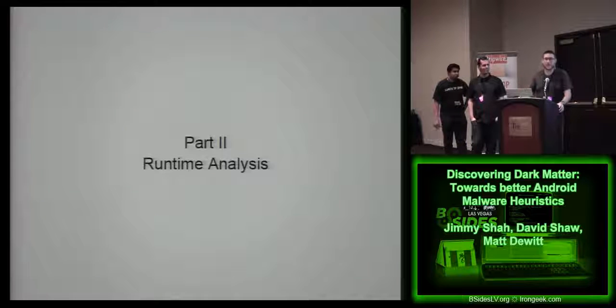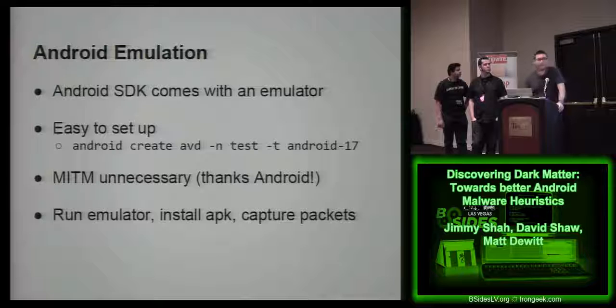So now that we have the short list, we can actually move into part 2, which is runtime analysis. We're actually running the app and seeing what it's doing at the time. The Android SDK comes with an emulator, which is great. You don't need to have a hardware device. It's basically designed so that when you're writing apps, you can test them. It's really easy to set up.